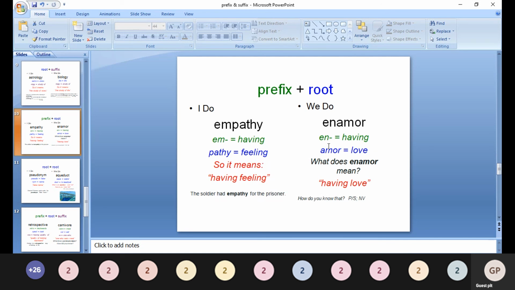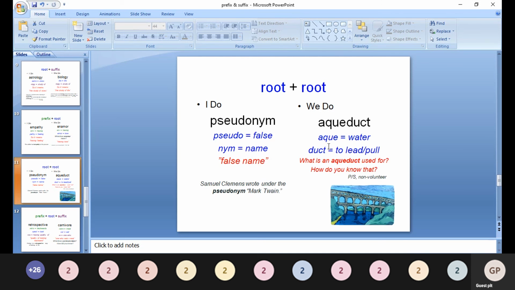Then empathy. Empathy, see, em is having, pati, feeling. So empathy, having some kind of a feeling. Enamor, en is again having. Amor is love. So having love, enamored. Here you find two roots together. Pseudonym. Pseudo is false, nym is name. So false name. Aqueduct, aqua is water. Duct, we already saw, to lead or to pull.